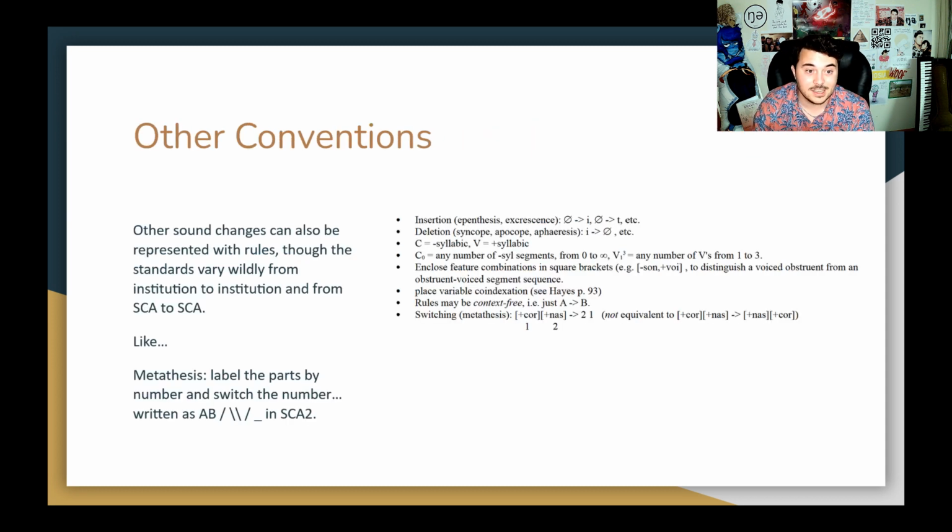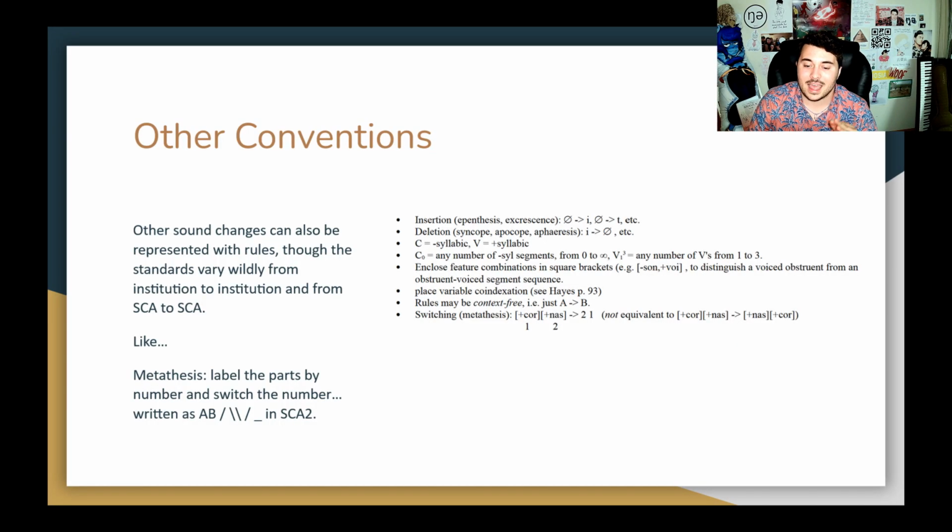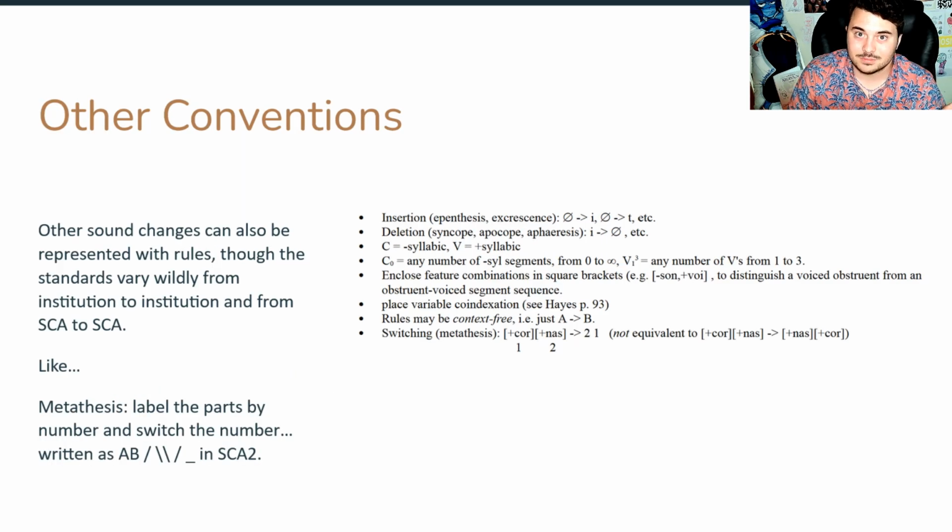There's other conventions, obviously. There's a lot of other things you can do. I also have a source in the description that shows a lot of those other conventions, some of which are mentioned in the little picture that I included on the right here. Other sound changes can be represented with rules, though the standards vary widely from institution to institution and from SCA to SCA. So you're basically going to have to look at what rules the linguistic paper or the sound change applier establishes for writing these things down, because after this point things start getting wild. You basically just have to do it on a situation to situation basis, find one that you like and then do it that way.